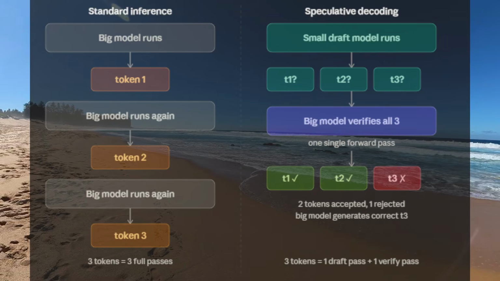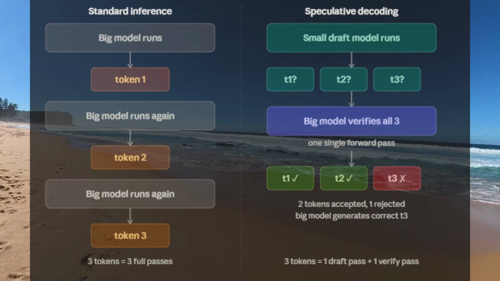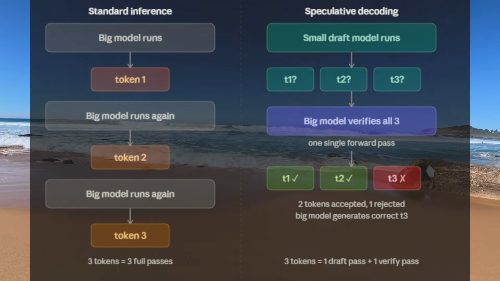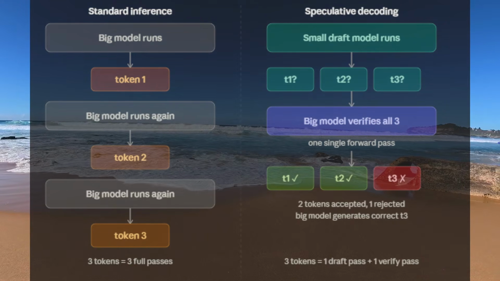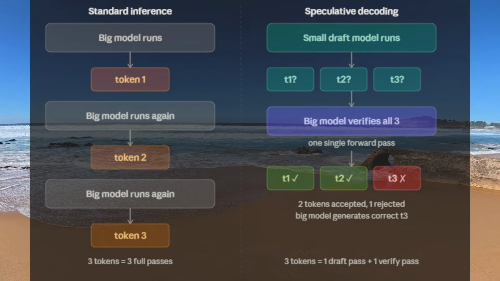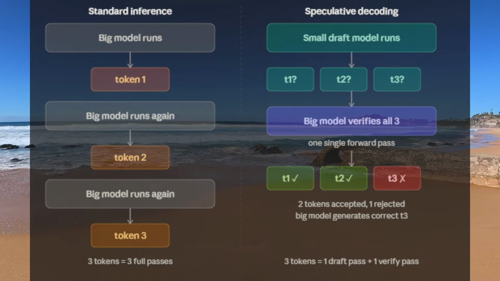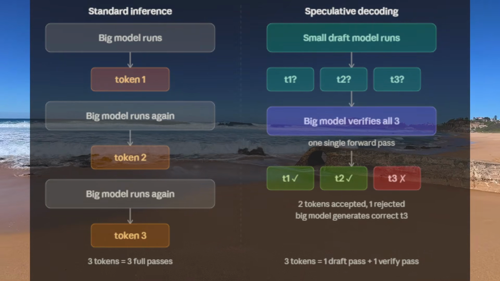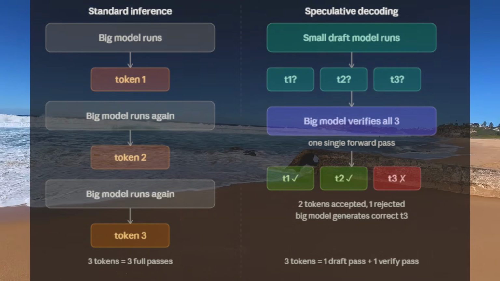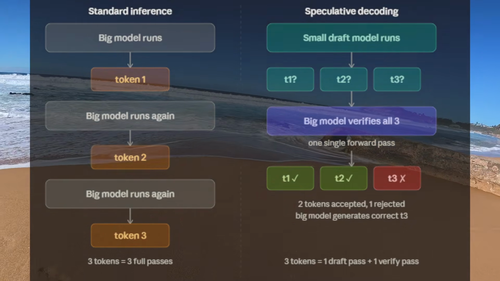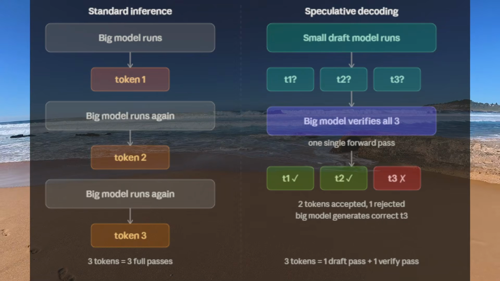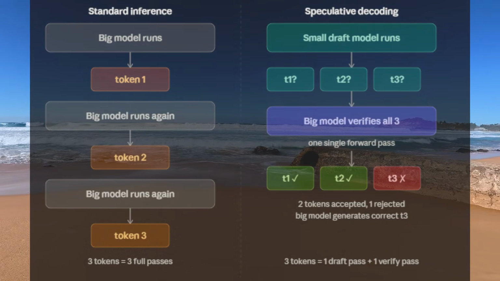So here you can see on the left-hand side is normal inference. The big model runs once per token, slow and sequential. Right side is speculative decoding. A small, fast draft model guesses several tokens ahead. The big model checks all of them in one pass. If the guesses are right, you get multiple tokens for the price of one verification. If the guess is wrong, the big model corrects it and moves on. Output quality is identical either way.